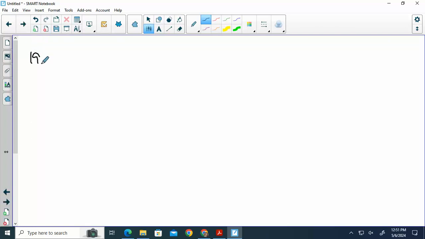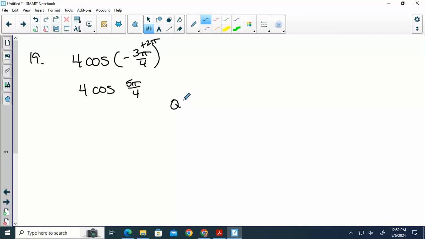Problem 19. So we have 4 cosine negative 3 pi over 4. Okay, usually if it was a negative, we try to rewrite the problem first. How would we make that a positive? Add 2 pi. If you don't like radians, you can change it to degrees and add 360. All right, 2 pi is like 8 over 4, so that would be 5 pi over 4. All right, what quadrant is 5 pi over 4 in? 3, because the top is bigger than the bottom, so it's bigger than the 1. So quadrant 3.